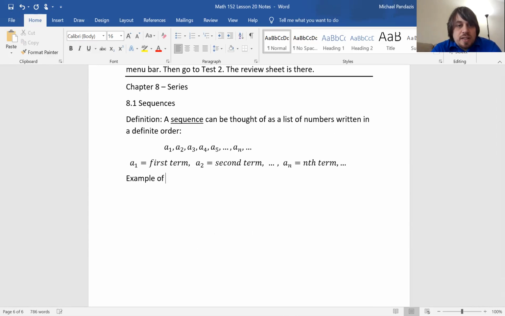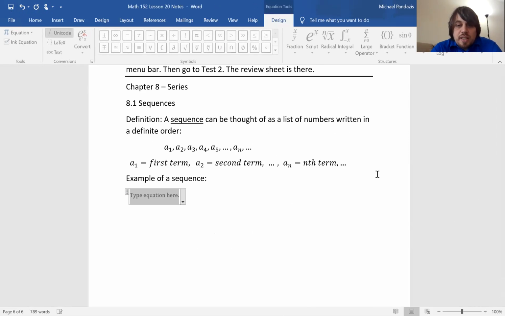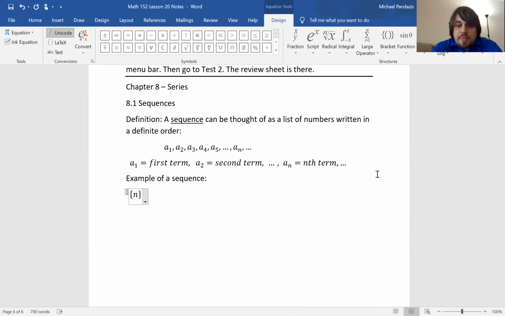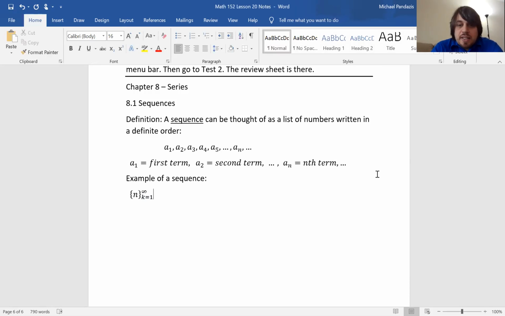As an example of a sequence, you could take the sequence n from n equals 1 to infinity. This is just the sequence of numbers where the nth term is defined by n. So the first term, n equals 1, is 1, the n equals 2 term is 2, the n equals 3 term is 3, and so forth. And then that's the sequence.